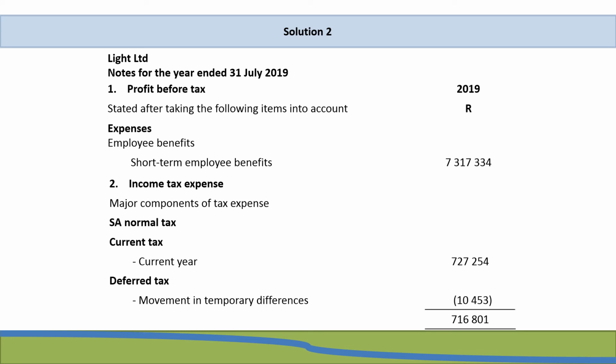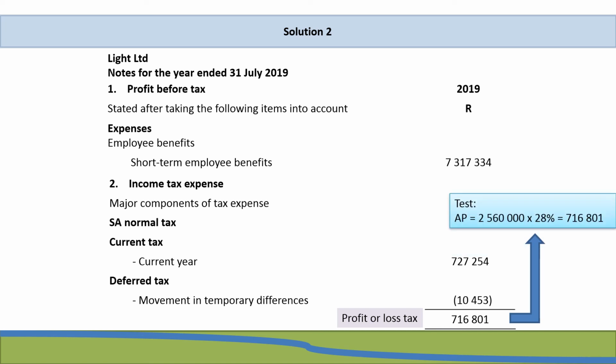Next, we need to disclose the income tax expense note. Now, firstly, we have our current tax, which we calculated in the previous slide to be 727,254. And then we need to deduct our deferred tax of 10,453 Rand. This will give us a total tax expense of 716,801, and we can test this by taking our original profit before tax, multiply that by 28%, which gives us 716,801. Now, we can test it like this because there were no permanent differences.